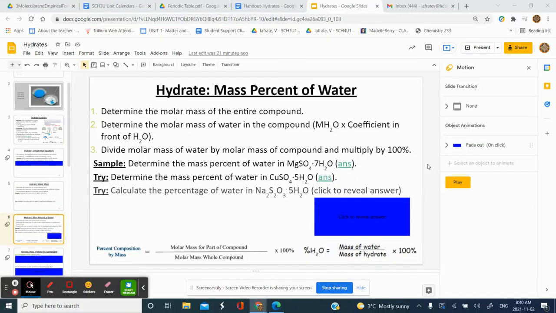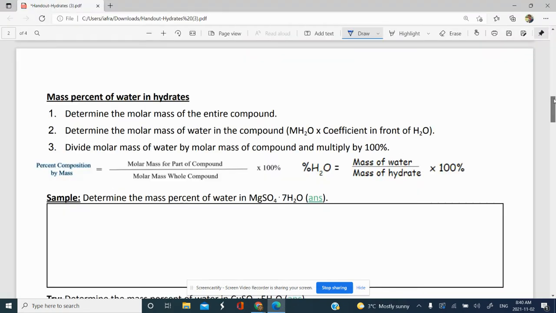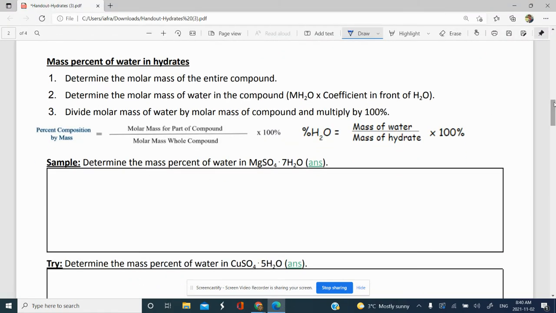In this video, we're going to continue with the skills needed to do hydrate analyses. So our next skill that we have to see is how to figure out the mass percent of water in a compound. So let's go ahead and do some practice problems to acquire that skill. So we want to find mass percent of water in hydrates. Essentially, what percent of the compound is water by mass?